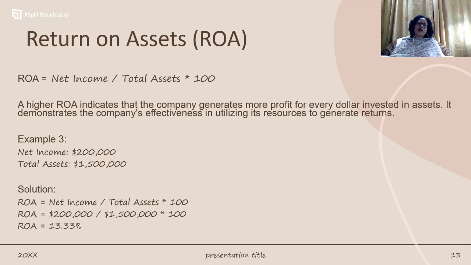Your net income in the example is 2 lakh. Your total asset is given as 15 lakhs. So according to the formula, net income divided by the total asset into 100. After putting the values, 2 lakh divided by 15 lakh into 100, ROA, that is return on asset, is equal to 13.33%.